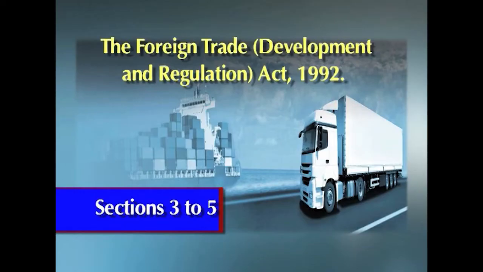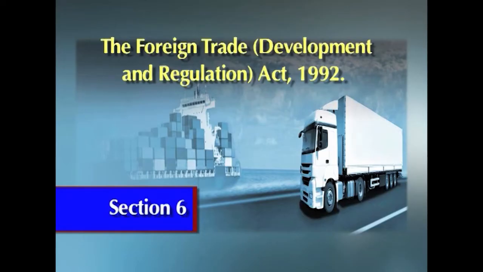Powers of central government to make EXIM policy. Sections 3 to 5 empower the central government to formulate and announce the foreign trade policy and also amend the same. For the purposes of this Act, the central government is empowered under Section 6 of the Act to appoint a Director General. Section 7 of the Act makes it mandatory that every person intending to make any import or export should obtain an importer-exporter code number from the Director General.